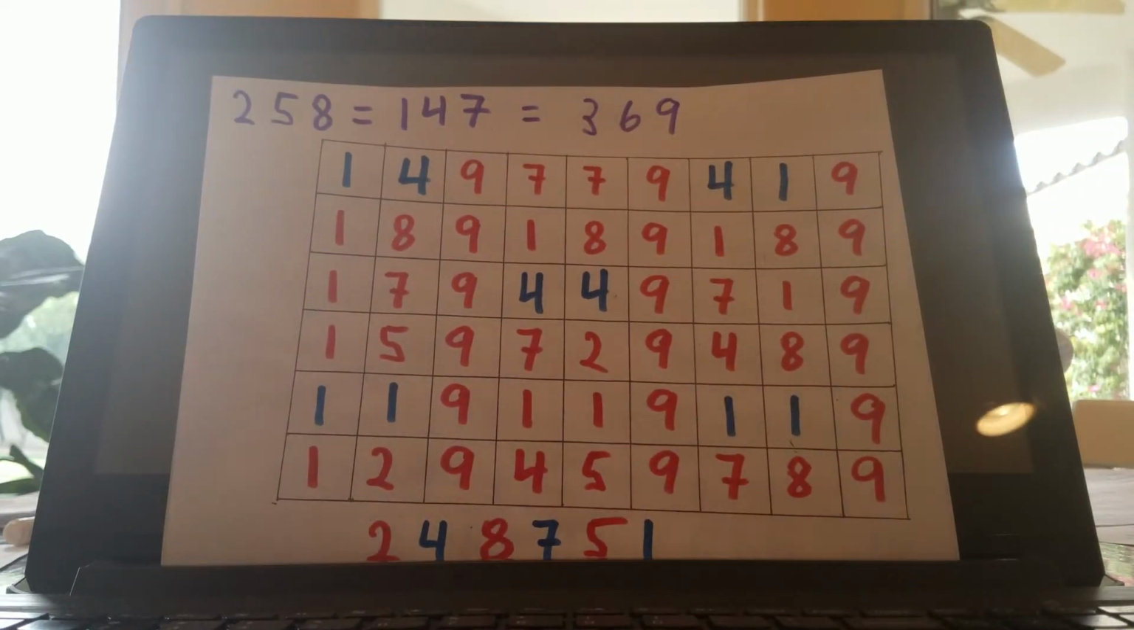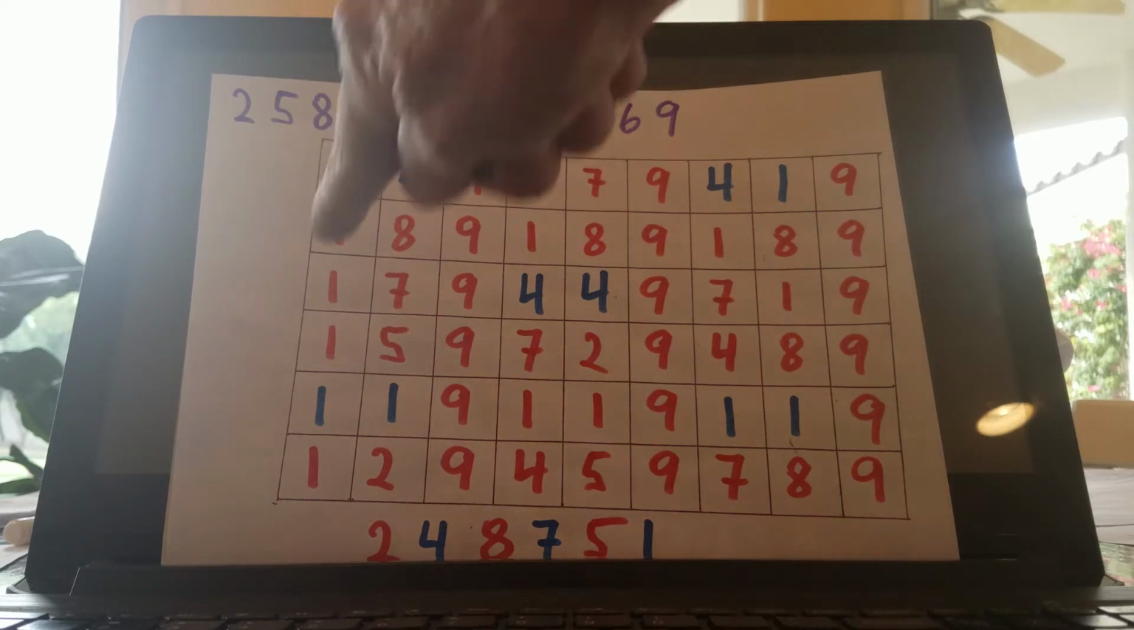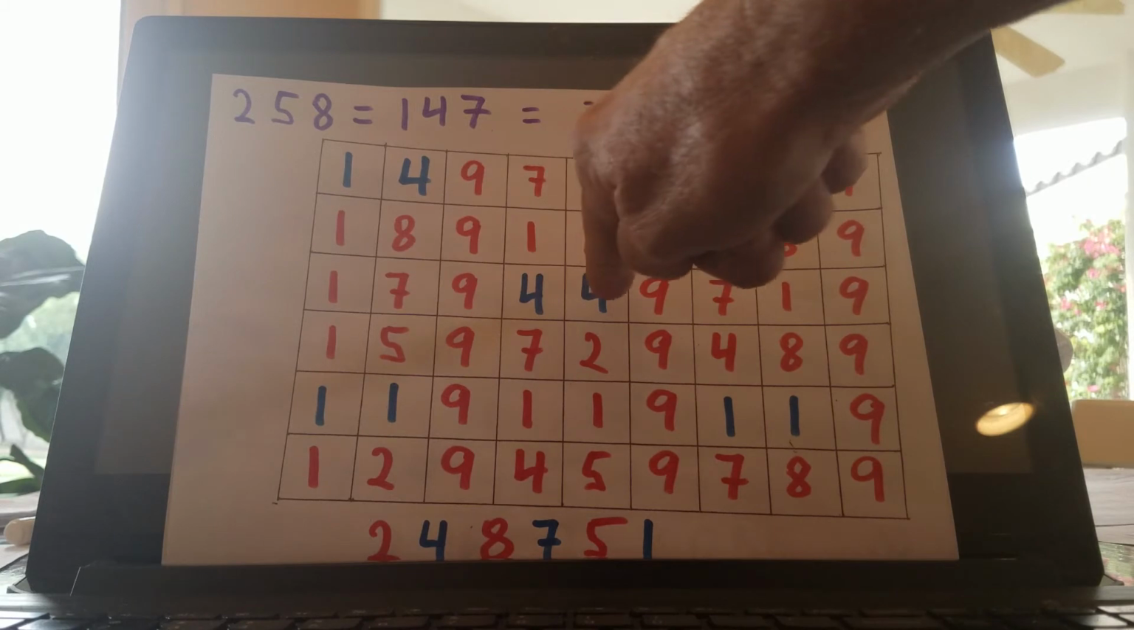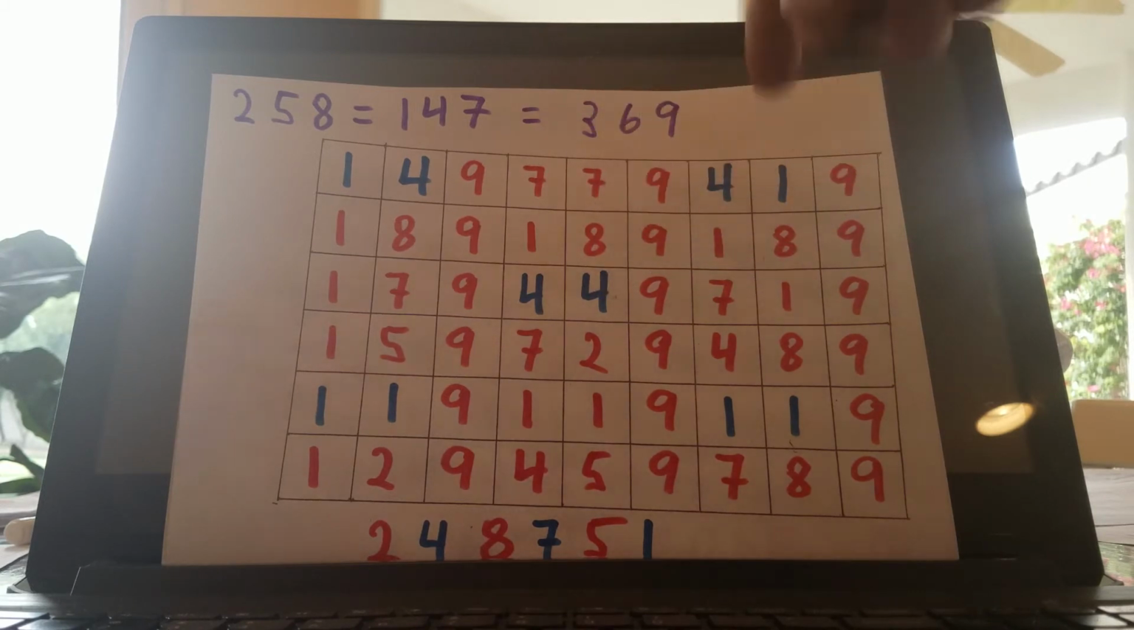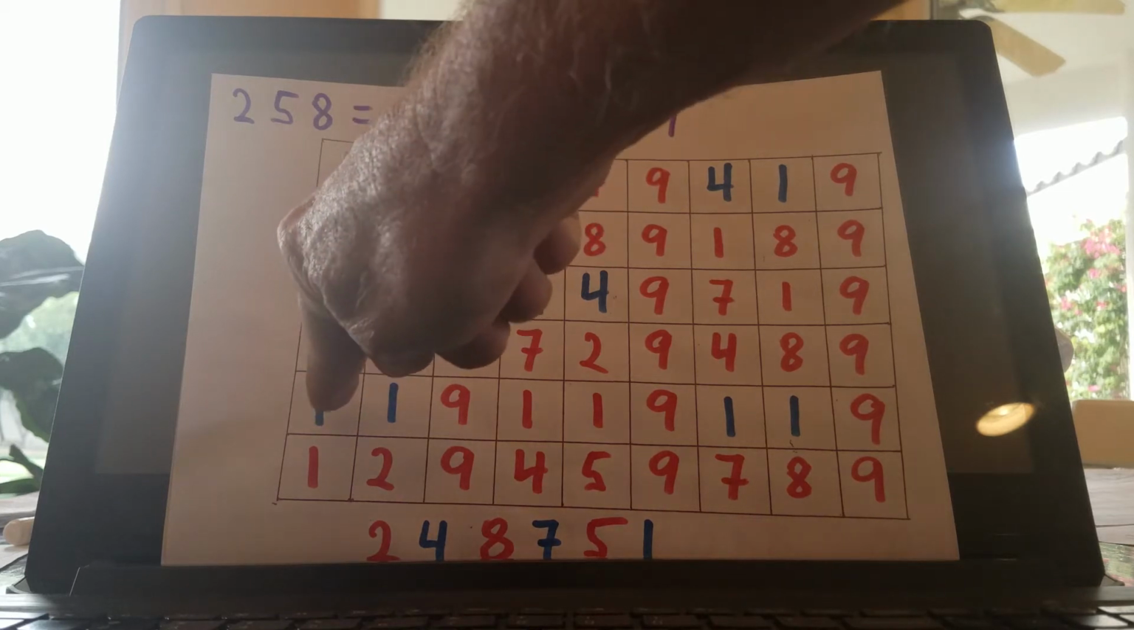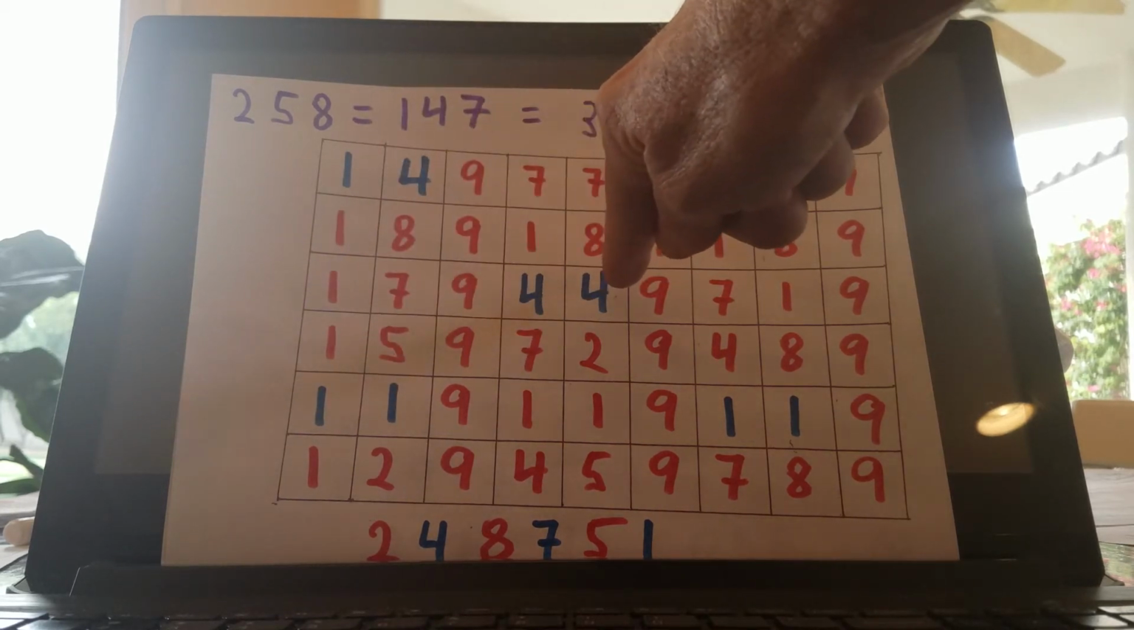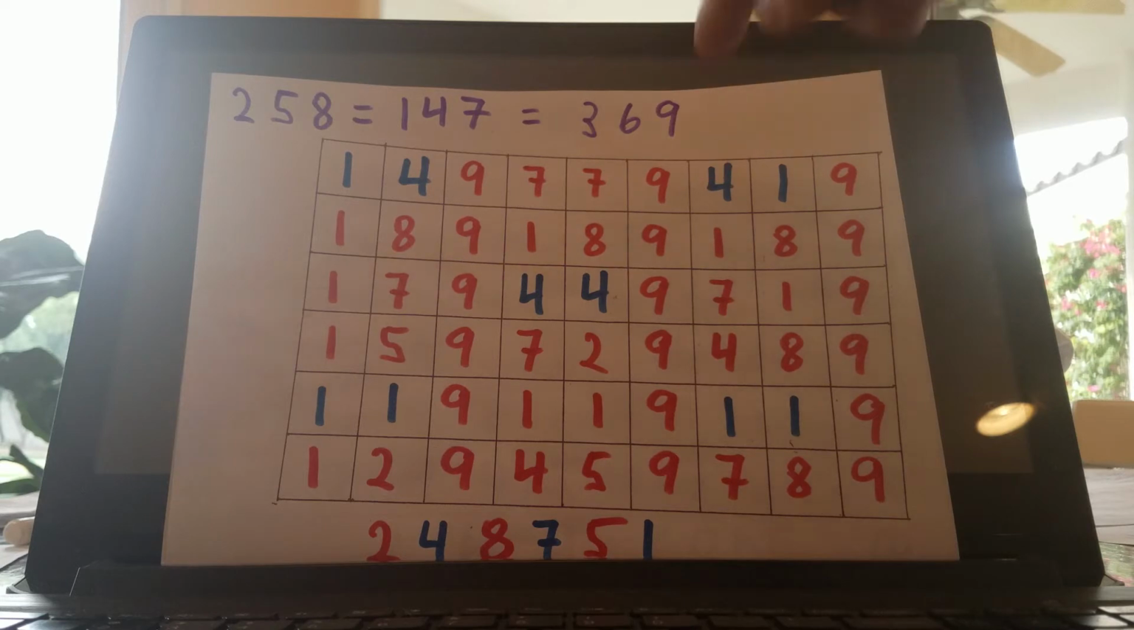Okay. So basically what we have are these codes, 258 and 147, but what I'm trying to show is that 258 equals 147 equals 369. Let's see why I say that. 1 and 1 is 2, 4 and 4 is 8, 4 and 1 is 5. That's the 258 code. But if we multiply them, 1 times 1 is 1, 4 times 4 is 16, that's a 7, 1 and 6. And 4 times 1 is a 4, that's the 714 code.